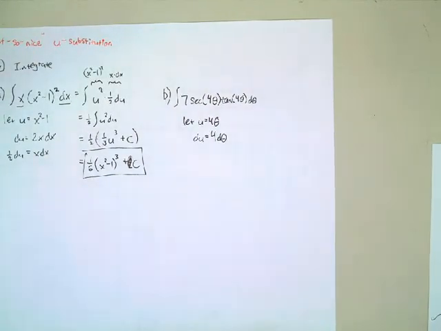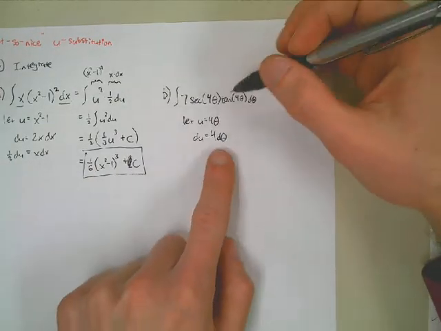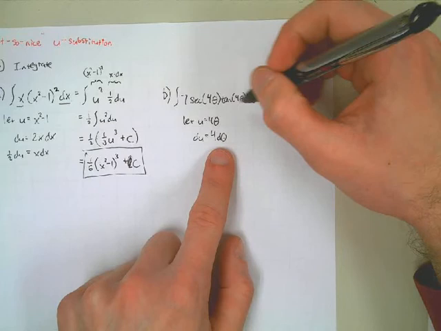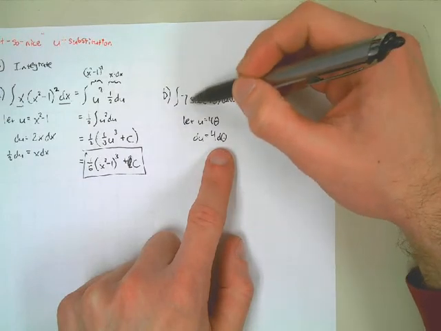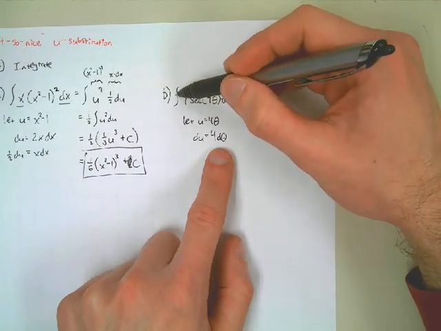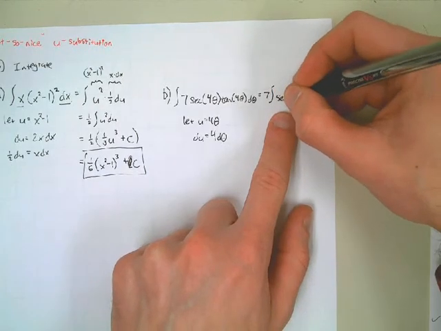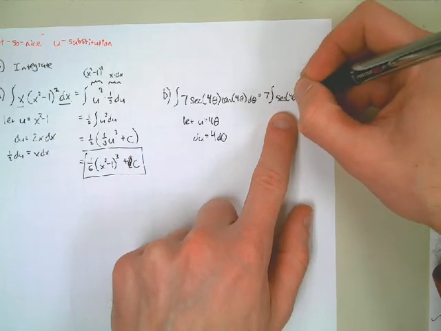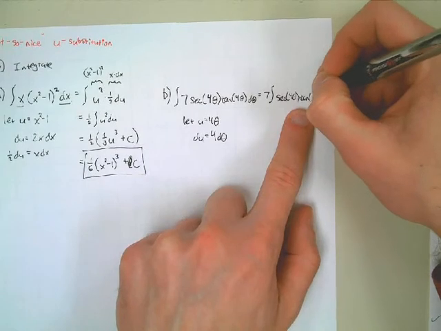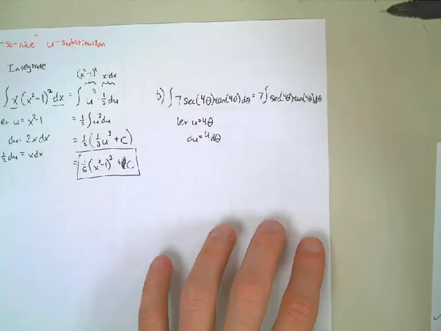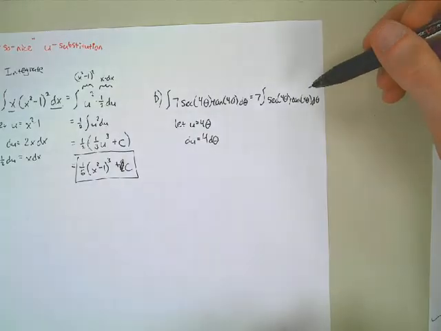Now, again, we don't have 4 d theta, we're going to have d theta and then a 7 here. Now the 7, what can I do with that? Put it out front. Yeah, we can pull that out front. So let's pull the 7 out front and make it just secant 4 theta, tangent 4 theta, d theta. So far so good.